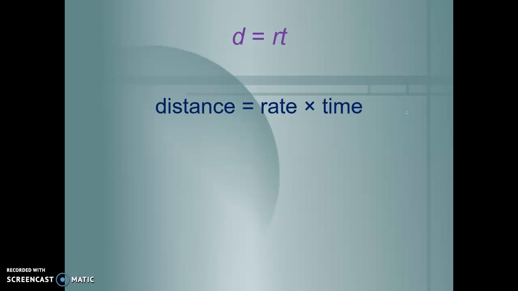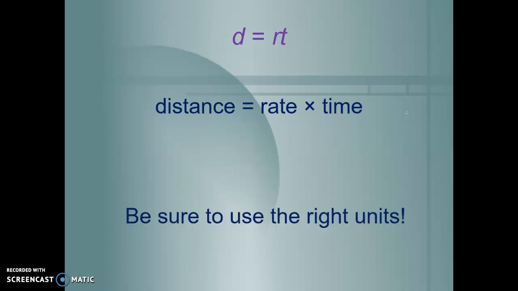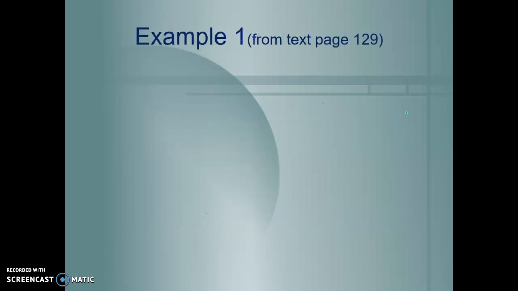Be really careful when you are using this formula that you are not only just writing down the numbers, but you're also writing down the units of measure, whether it's miles or meters, whether it's miles per hour or feet per second, whether it's seconds or minutes or hours. Make sure that you are writing down those units of measure as well. But this is a formula that we're going to use, and we're going to substitute in what we know to find some missing information. Again, be sure that you are using the correct units, that you're writing those down.